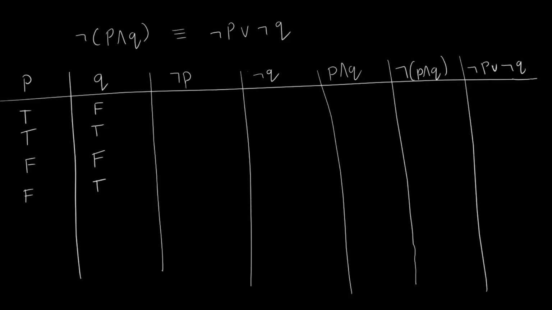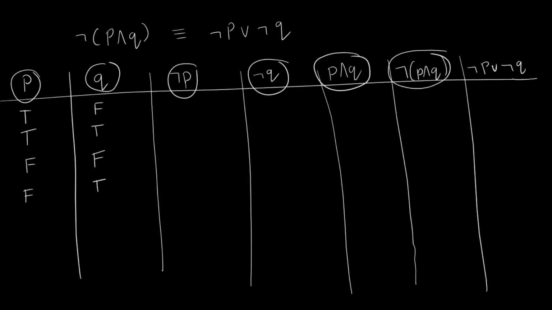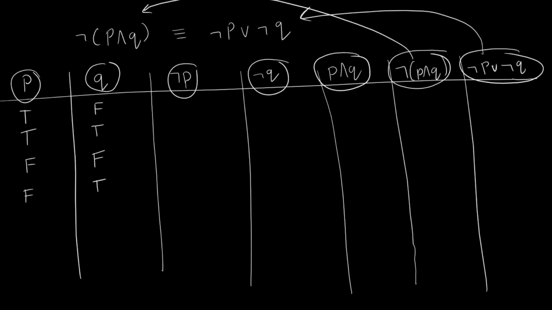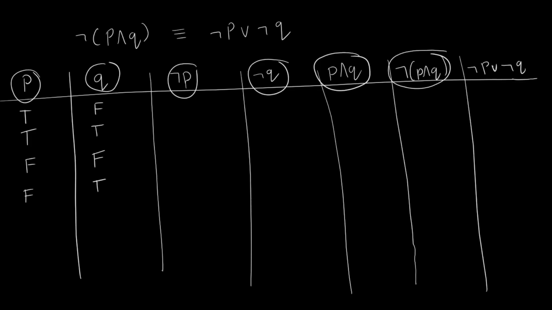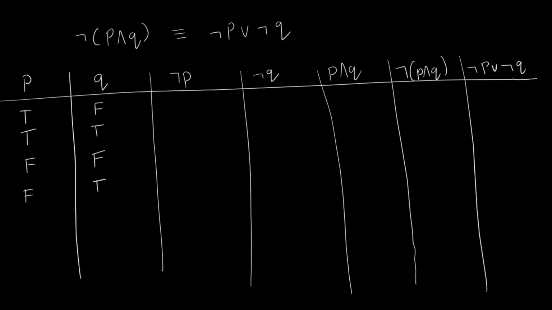Now you may be asking, why is everything broken up into pieces? I have a P here, I have a Q here. Not P, not Q, P and Q, not (P and Q), and finally, not P or not Q. Basically the way we're doing this is we're breaking apart the problem and building back up, right? Until we get to the final things that we need, and we're going to compare these two.